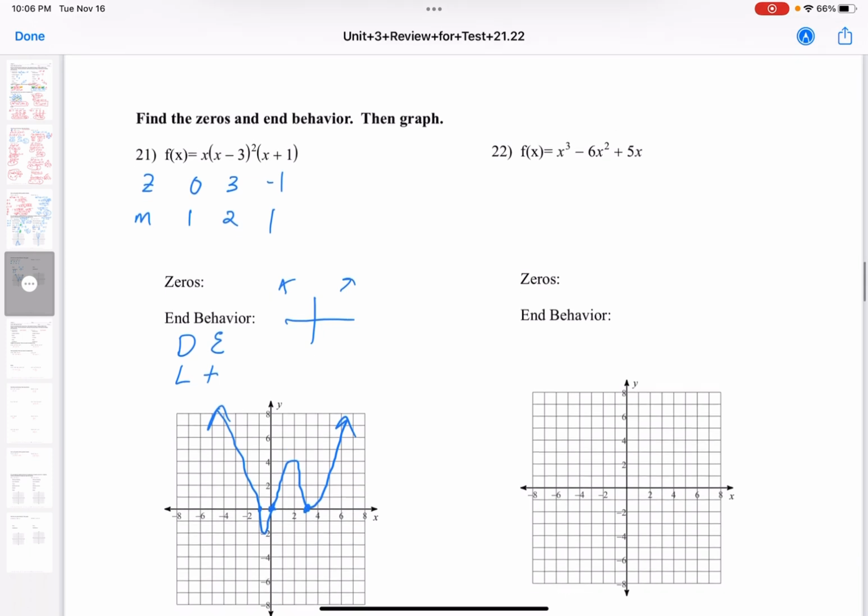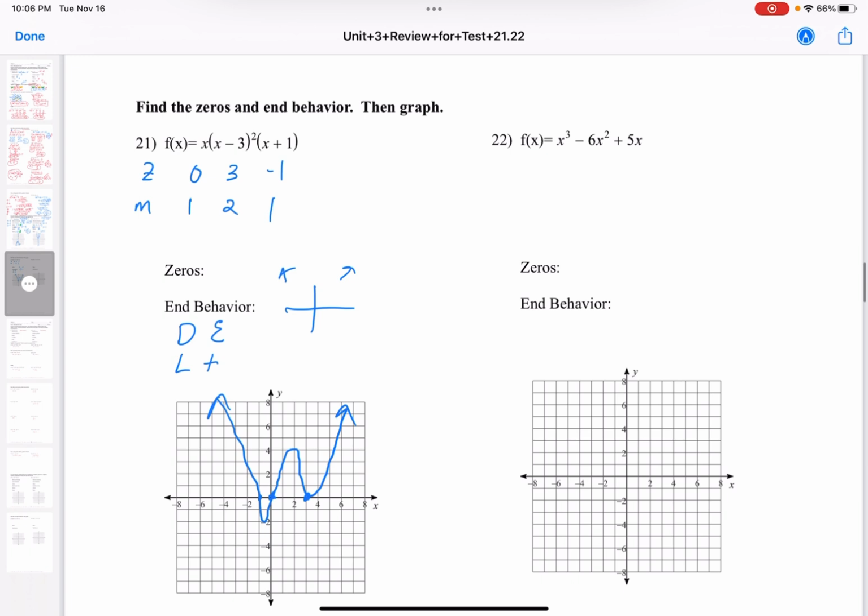And number 22. This one we have to factor. So we're going to start by taking out a GCF. So we take out an x. That's x squared minus 6x plus 5. We've got a trinomial. So a 5 and a negative 6. This is everybody's favorite. It's negative 5 and negative 1. Everybody always has trouble with this one. So it's x times (x minus 5)(x minus 1).